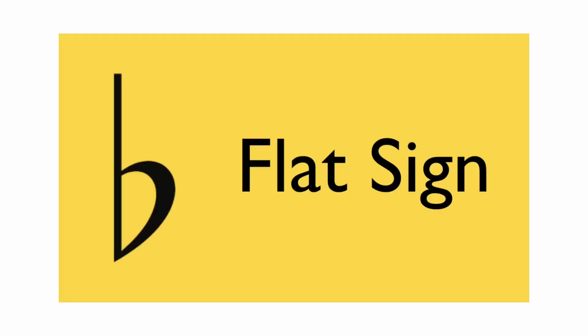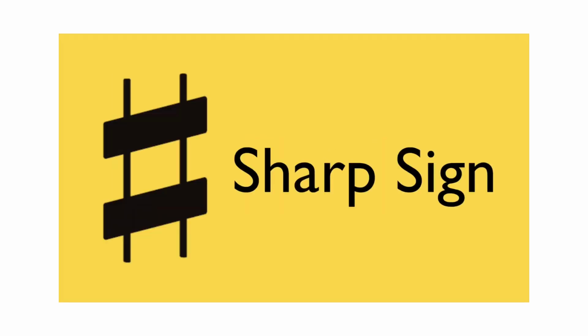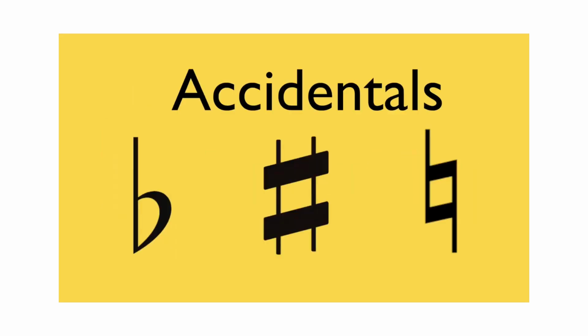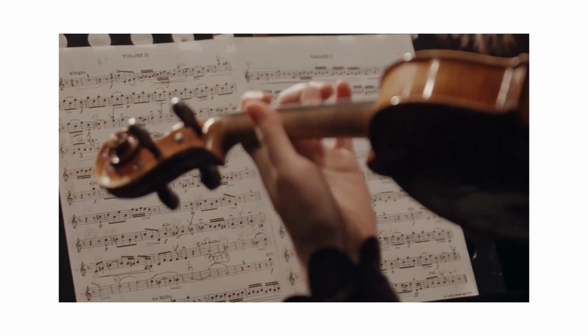This is a flat sign. This is a sharp sign. And this is a natural sign. These three symbols are called accidentals, and they change the way that we read notes.